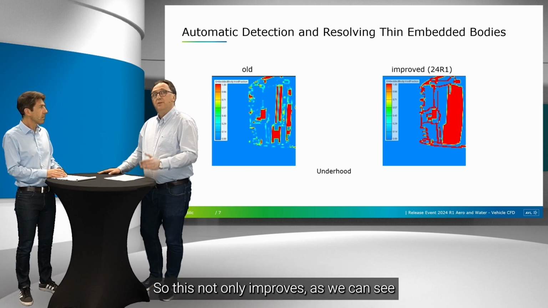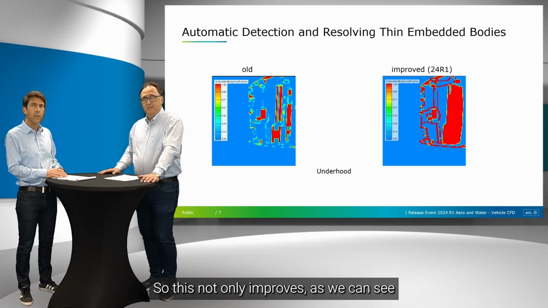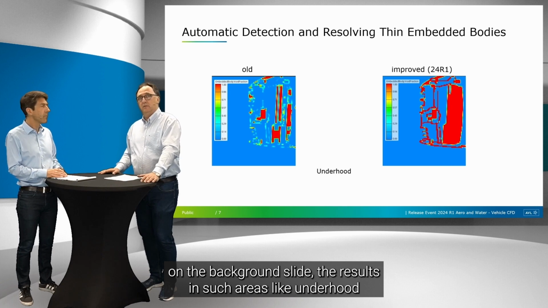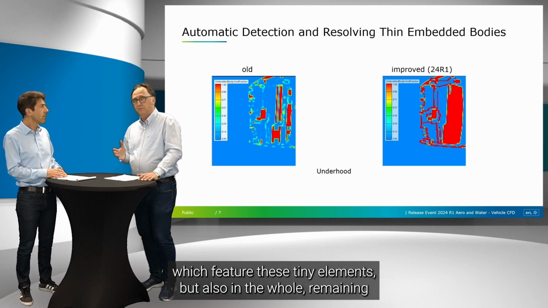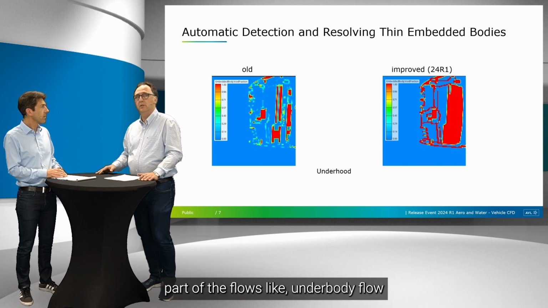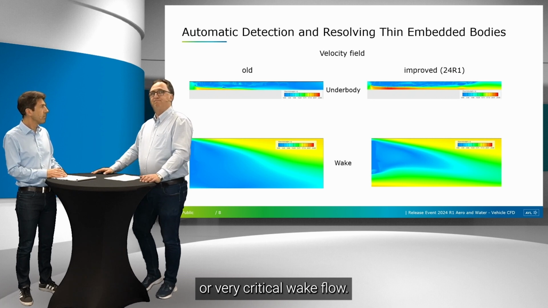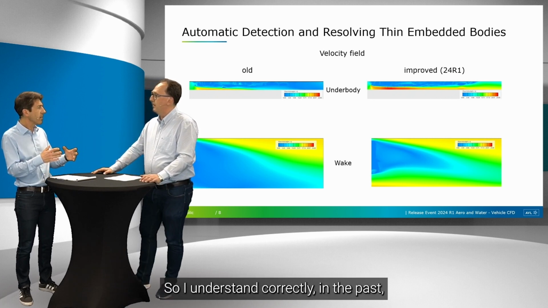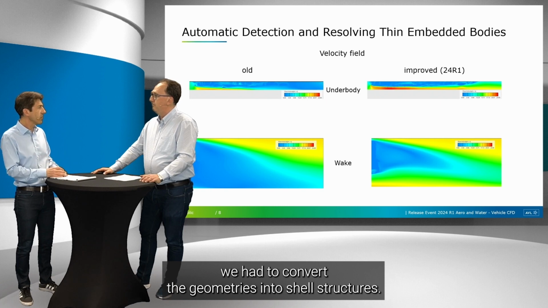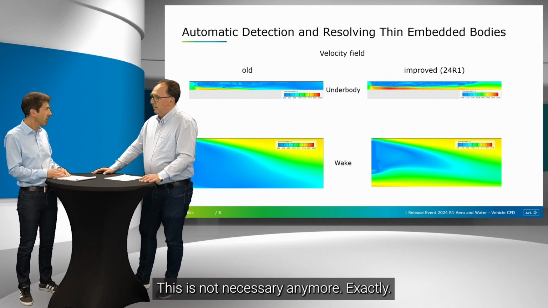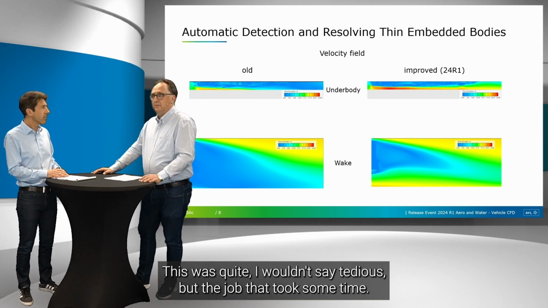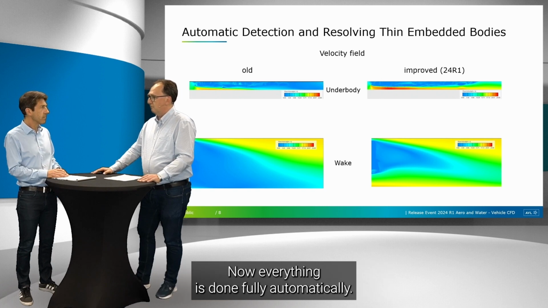So this not only improves, as we can see on the background slide, the results in areas like underhood, which features these tiny elements, but also in the whole remaining part of the flow, like underbody flow or the very critical wake flow. So I understand correctly, in the past we had to convert the geometries into shell structures. This is not necessary anymore. Exactly. This was quite, I wouldn't say tedious, but a job that took some time. Now everything is done fully automatically.